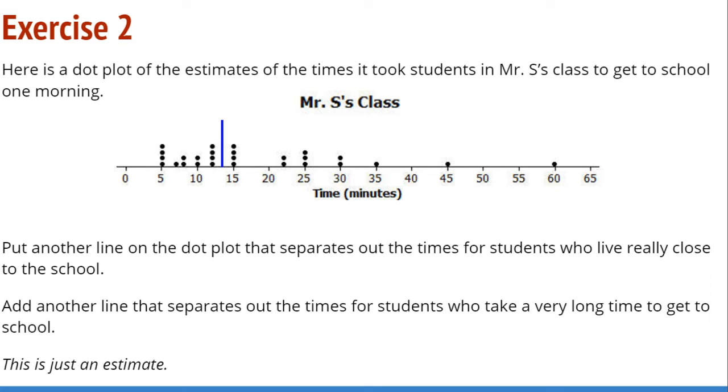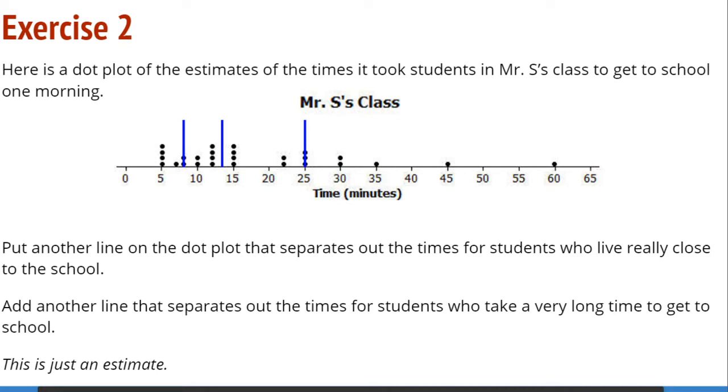So now we're going to add another line on the dot plot, and that's going to separate out the times for students who live really close to the school. Now stop and think about this for a second. Which set of students live really close to the school? Would that be these students, or would that be these students? The students who don't take very long to get to school, or the students who take a lot longer to get to school? Well, I would hope that you'd be saying that the less amount of time is going to be for the students who live closer to the school, and that this greater amount of time would be students who live farther away from the school. So here is where I would add my lines.